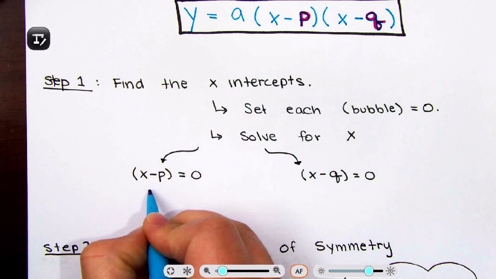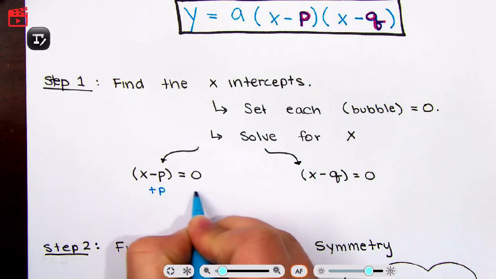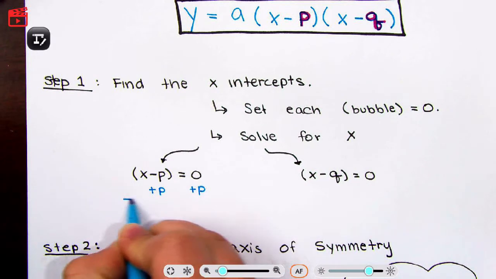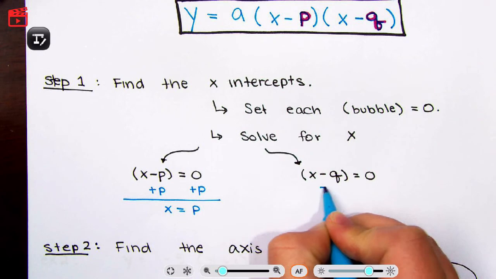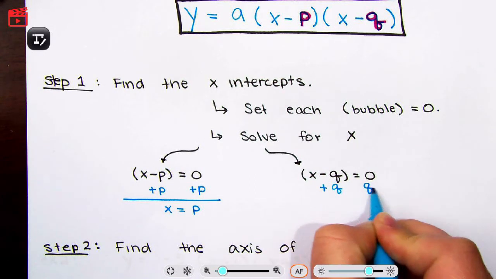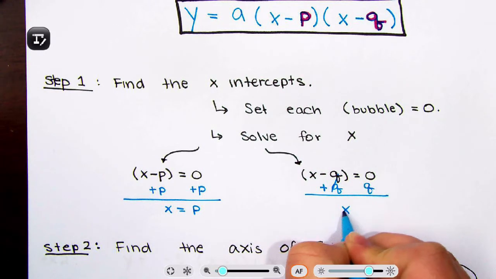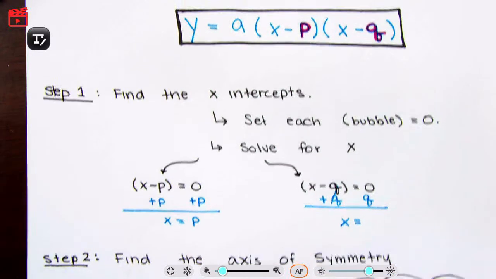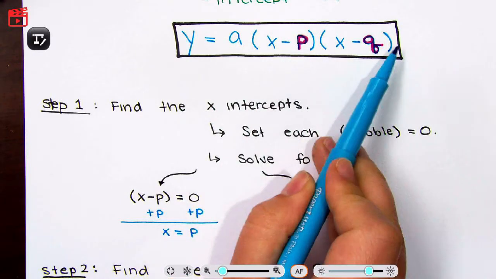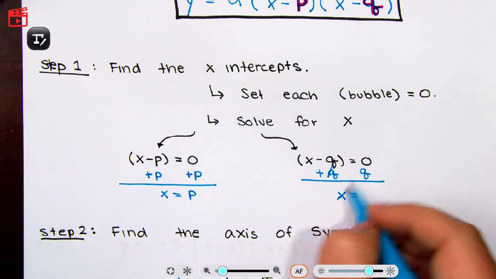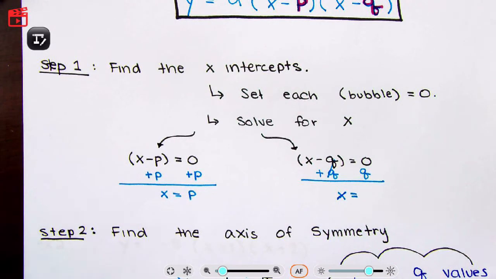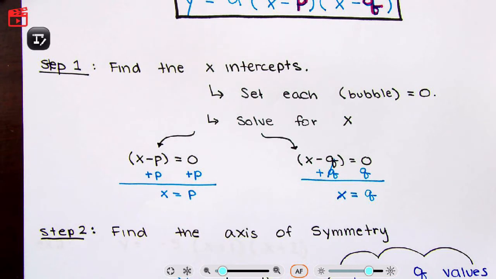Once we have that, we are going to solve. For example, if I have x plus p, I'm going to subtract. If I have a minus, I'm going to add. So in this case, we're going to have x is negative p, and x is positive q. Now, the easiest way to do this is, if you have a number here and a number here, it's always going to be the opposite of what you see. So if you see a positive number, your x value is in fact going to be negative. And if you see a negative number, your x is actually going to be positive. So it's opposite of what you see.